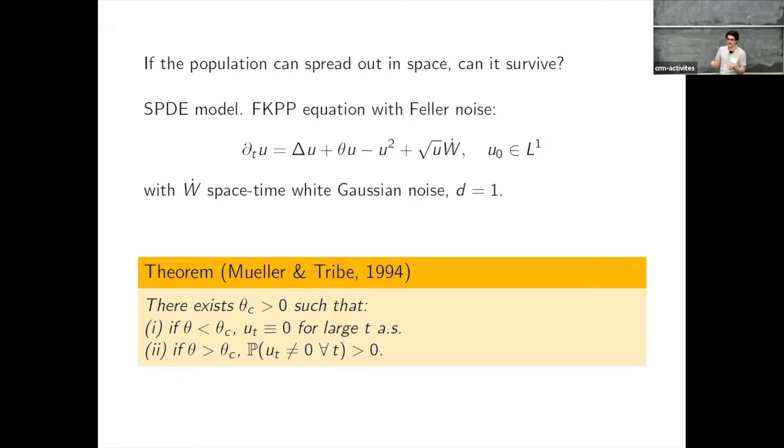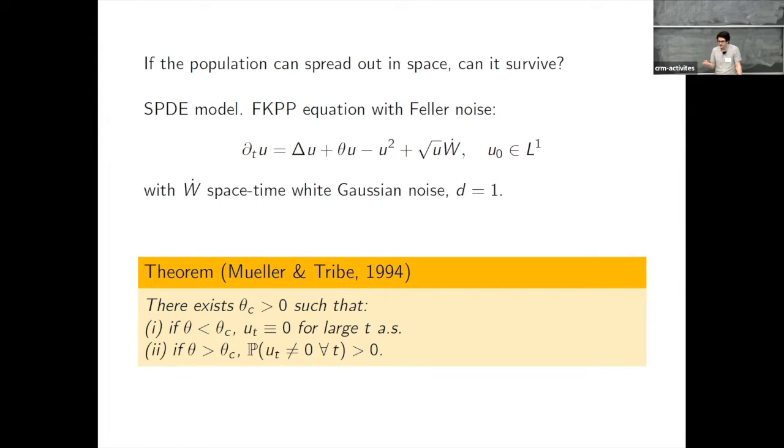And the question is, if I start this equation with some integrable initial data, so I have some finite mass in my population, is it possible that it survives for all time? And obviously, we've just seen that if we don't have anywhere to go, if we don't have any space, we go extinct almost surely. So it stands to reason that if this does survive indefinitely, then it will do so by means of propagation and colonizing new areas. If it stays put, it's going to die. And of course, I didn't say, but W is space-time white Gaussian noise.